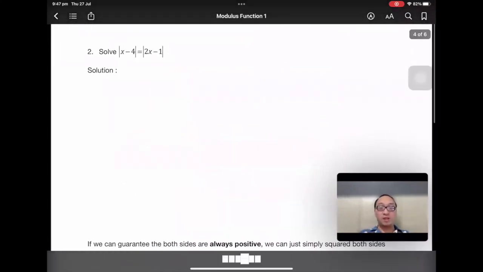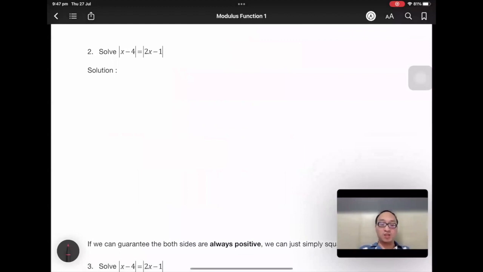Number 2. Solve the modulus function of x minus 4 equals the modulus function of 2x minus 1. So if we use the definition, I will focus on that because we cannot draw it accurately without the grid. So it will be better if you solve it using algebra.